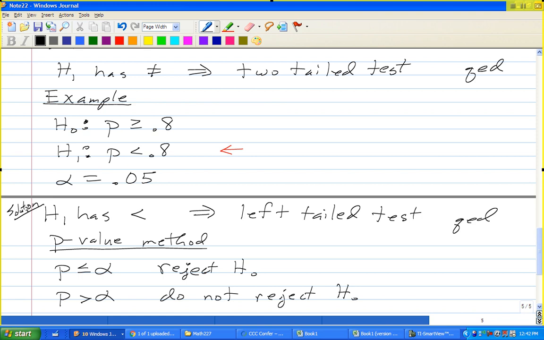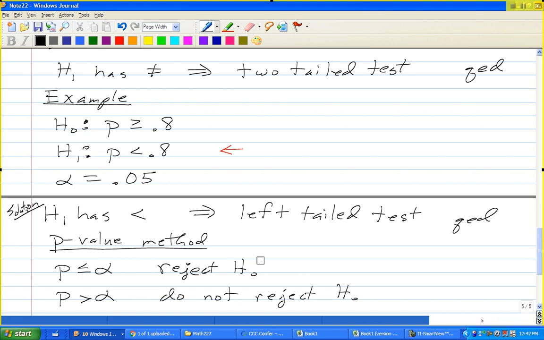You should never say you accept. Either we're rejecting or we're not rejecting the null hypothesis. We don't say anything about the alternative. We are always testing the null hypothesis. So in hypothesis testing, you're always testing the null hypothesis. So that's why I have here that I reject or I do not reject the null hypothesis.